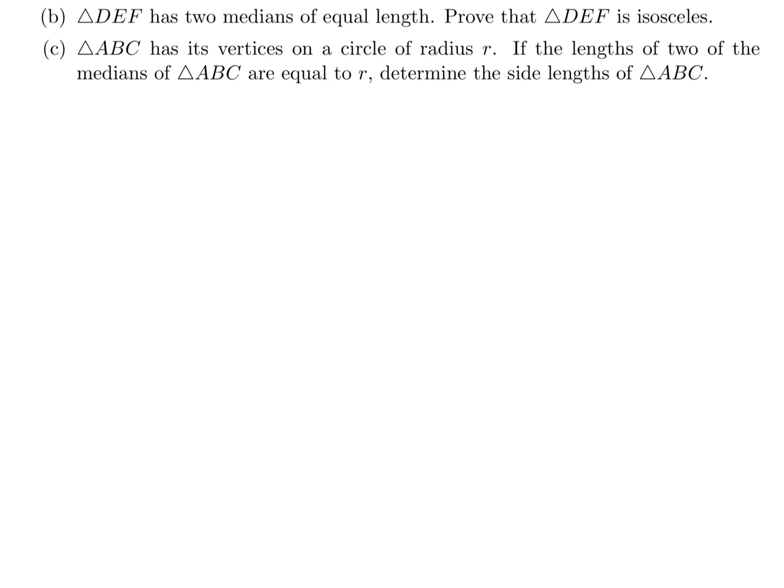Part C. Triangle ABC has its vertices on a circle of radius r. If the lengths of two of the medians of triangle ABC are equal to r, determine the side length of triangle ABC.